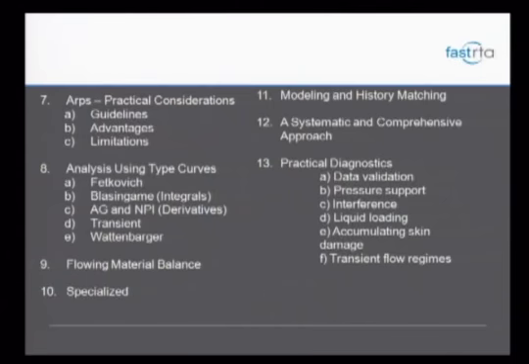Some of the things we want to look at in terms of methodologies is we want to see Fetkovich type curves, Blasingame type curves, Agarwal-Gardner, transient, Wattenberger. There's a whole series of different type curve methods. We're going to look at the flowing material balance, which is an integral part of rate transient analysis. And we're going to look at specialized modeling and history matching. And then to sort of wrap things up, we'll talk about practical diagnostics.